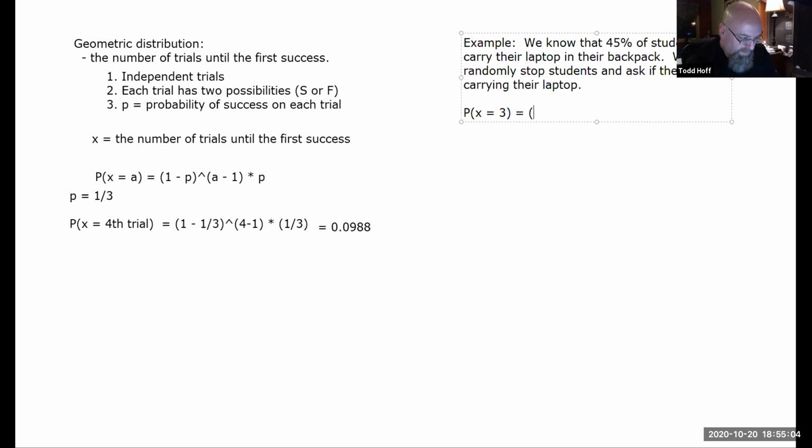So that means that the first 2 are failures. They don't have their laptop. So 1 minus 0.45 is the chance that they don't, if 0.45 is the chance that they have it, 45%. That'll be to the power of 3 minus 1, or 2. In other words, 2 of them don't have a laptop. The first 2 don't. And then, times the probability that the last one has a laptop, 0.45.